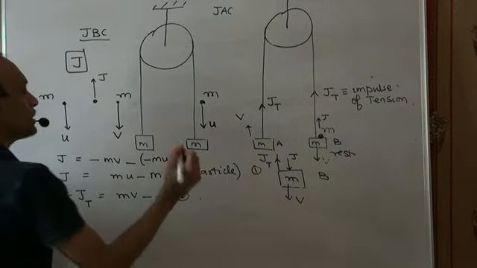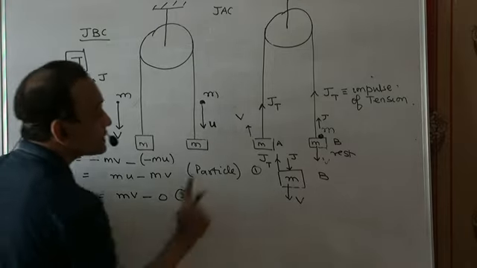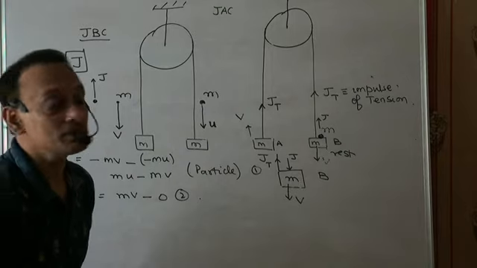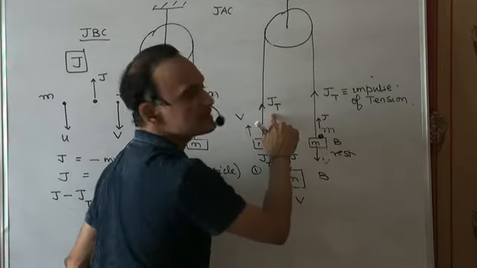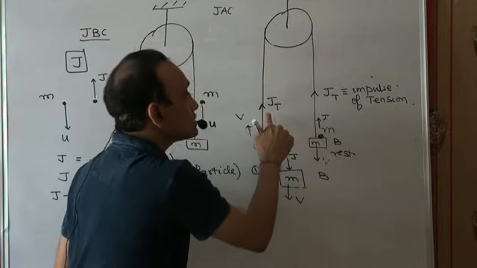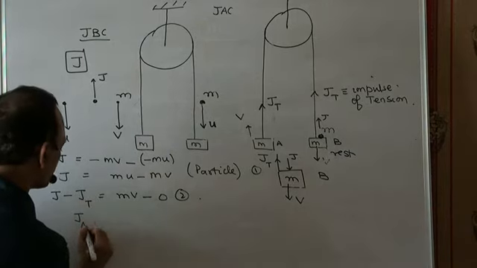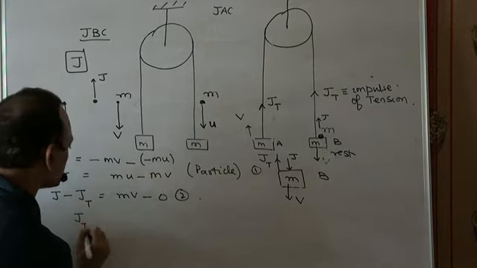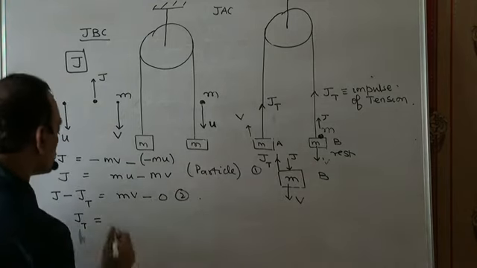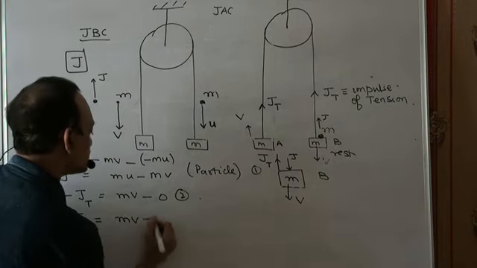Equation 2, that is for the block B. Now for block A, realize that the block A has developed an upward velocity v. Why does that happen? That happens because there was an impulse of tension acting on block A because of the string, Jt. So it's Jt which brings about a change in linear momentum of A. So that's going to be final linear momentum of A minus initial linear momentum of A.